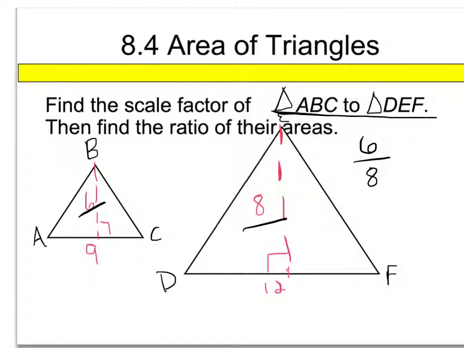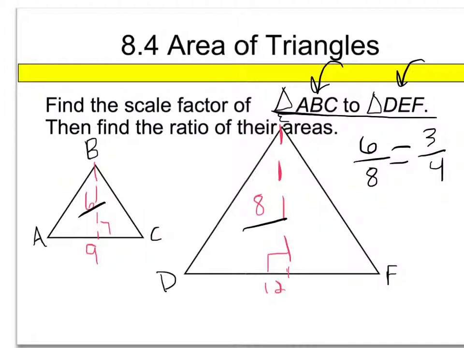Again, notice when I look at this, I needed to focus on ABC to DEF. I could not take 6 over 9. The reason why I don't take 6 over 9 is because I want to find that scale factor of ABC to DEF, so I don't take 6 over 9 because that is the height and base of ABC. I'm focusing on that ratio. So what your answer is going to be, divide by 2, you get 3/4.